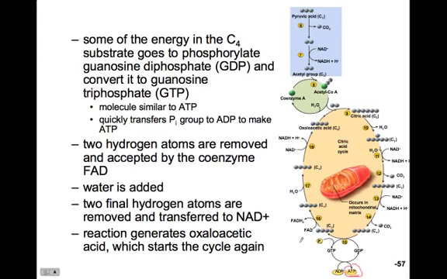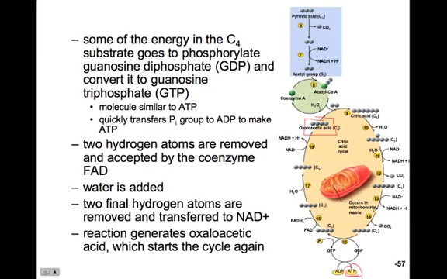We're going to see that we remove 2 more hydrogens and 2 more electrons with FAD, so it becomes FADH2. We're going to add some water into the situation, and then NAD is going to remove the final 2 electrons and hydrogens so that they can carry these high energy molecules off to the electron transport chain. So now we've regenerated oxaloacetate, so acetyl-CoA can join it and the cycle can repeat itself.